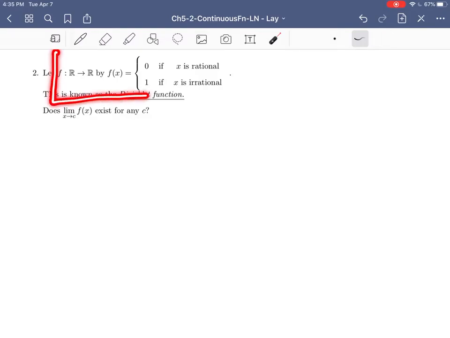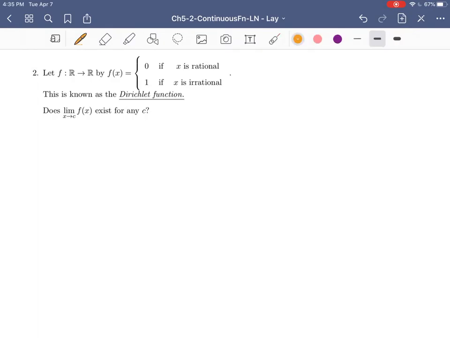So f is this function with a domain of the real numbers and codomain of the real numbers. f(x) is defined to be equal to 0 if x is a rational number. f(x) is defined to be 1 if x is an irrational number. And so we want to know, does the limit at c exist? Does the limit of f at c exist for any choice of c at all?